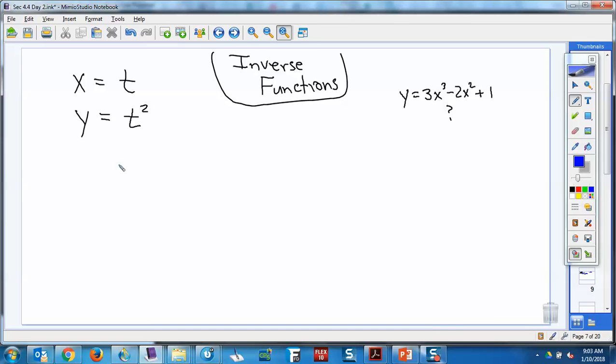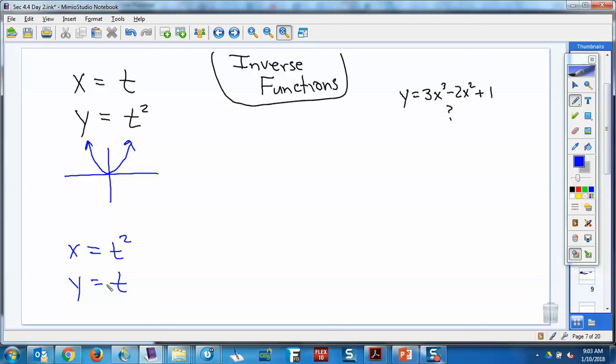So we know that this graph right here is what? What graph is this going to make? It's just your basic y equals x squared parabola, right? We were just working with that. We know that's y equals x squared. Now let's take and interchange the x and y, which means let x equal t squared and let y equal t. Graph that.